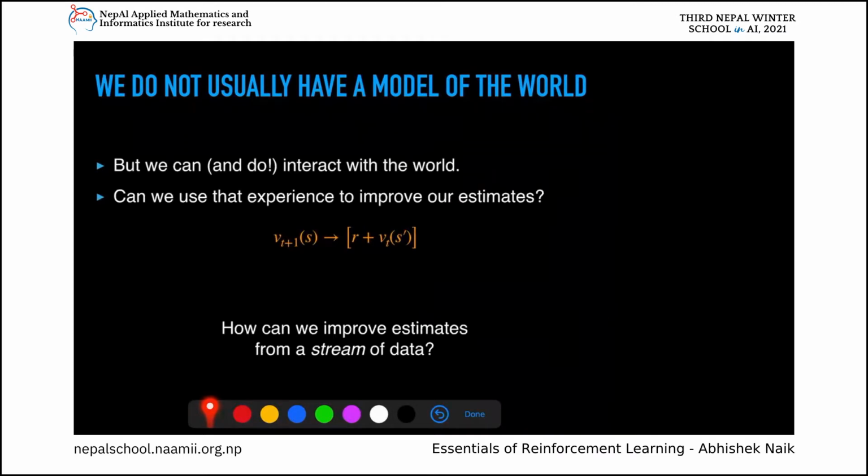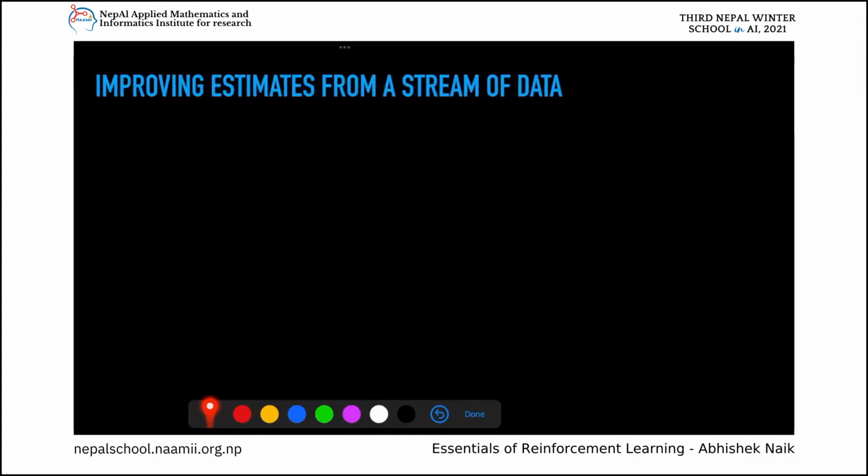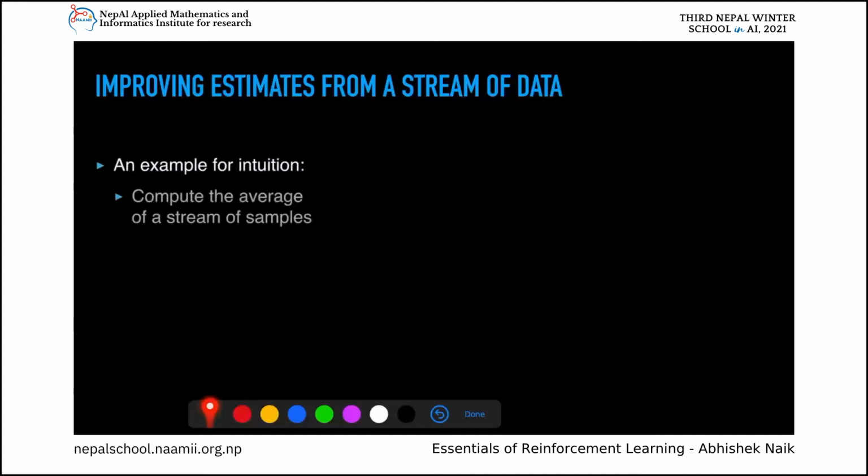To answer this question in terms of reinforcement learning, let's take a step back and try to do something simpler. Say you have a stream of state, action, reward, next state, and so on: St, At, Rt+1, St+1. You want to know what to do with this. So let's see how we do this in general, not in the context of reinforcement learning.